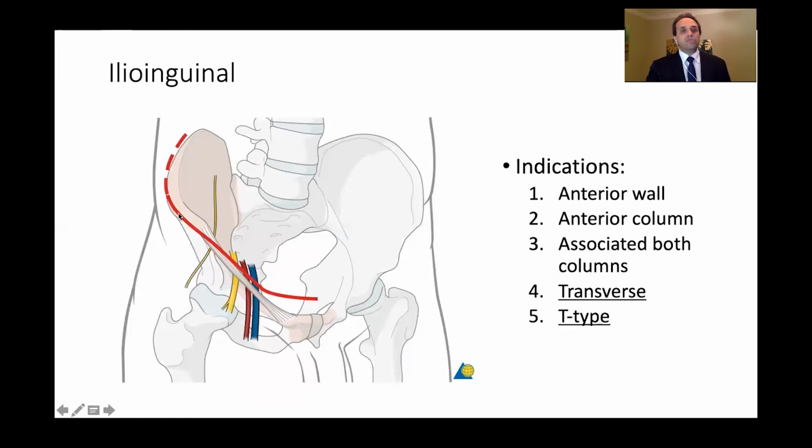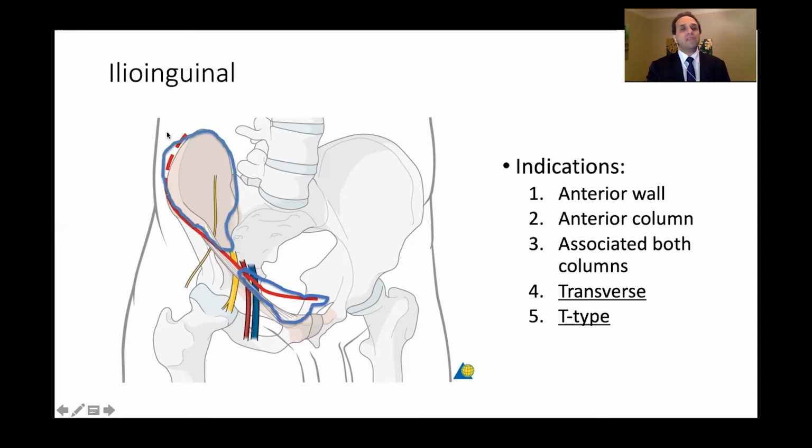This is the incision usually. This is where the lacuna vasorum is, and this is where the lacuna musculorum is, and this is the lateral cutaneous nerve of the thigh. And we use this approach, the ilioinguinal, for anterior wall fracture, anterior column fractures, associated both columns. It's one of the essential approaches. In transverse fractures, sometimes we need to use it. And in T-type, we need it for the anterior component of the fracture.